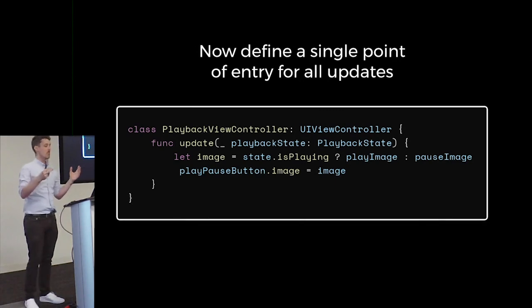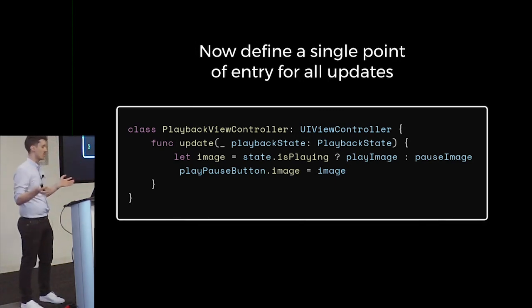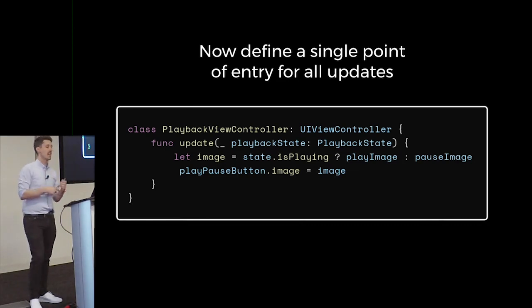And then we want to define a single point of entry for all updates to our view controller. So that would look something like this. We have update with playback state. So when our view controller receives a state, it's able to figure out which image it needs to display and then set that image on the button.